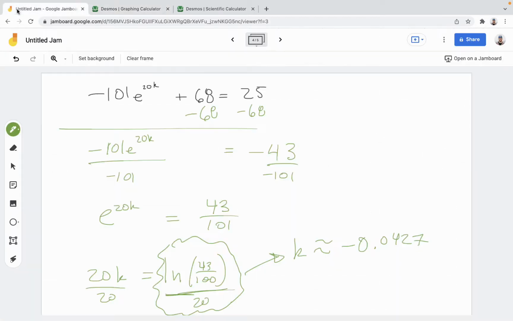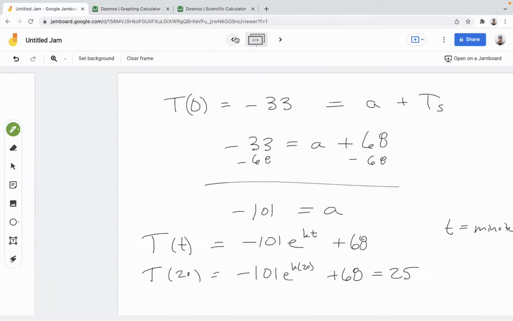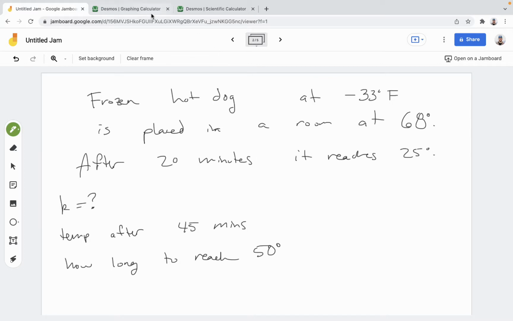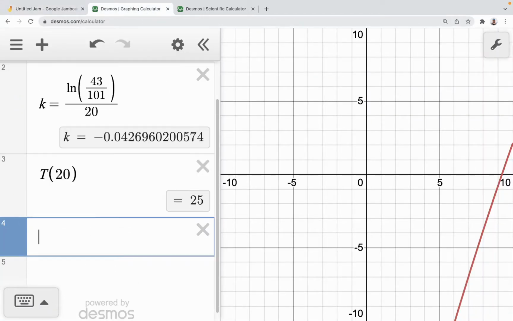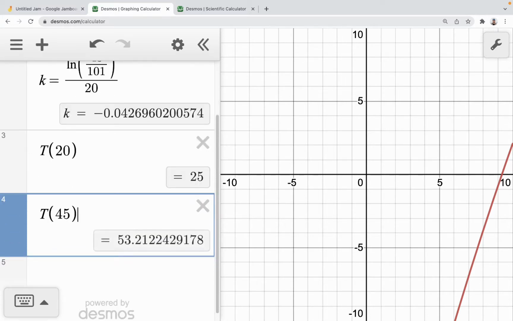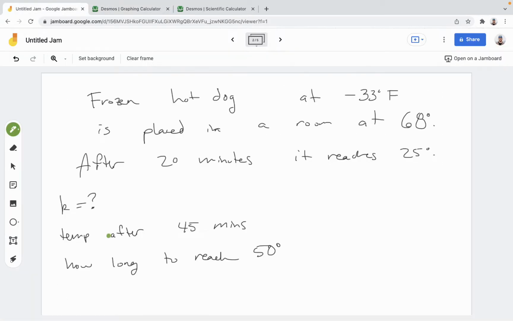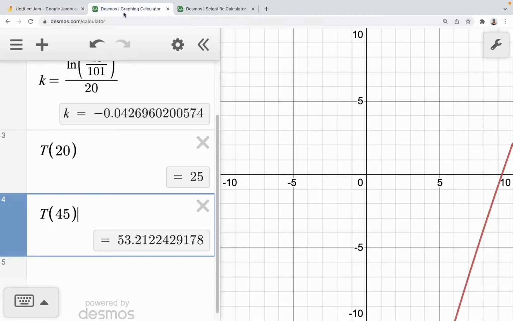So we can test this function out. We know for a fact that after 20 minutes, it should be at 25 degrees. So that works great. Next, we want to know after 45 minutes, what will it be at? About 53 degrees. And then the last question said how long to reach 50.